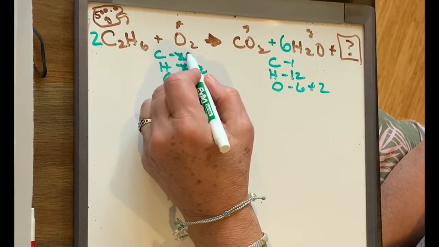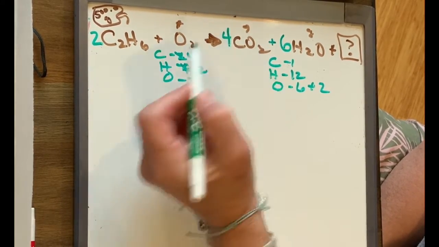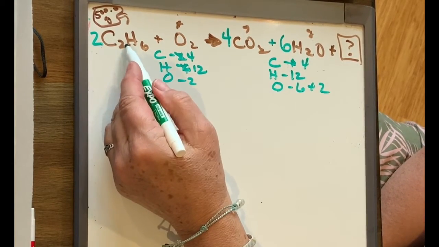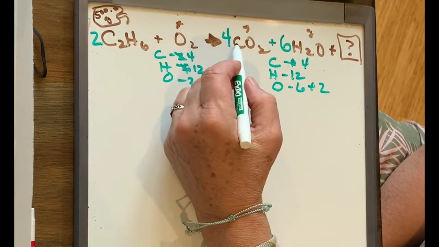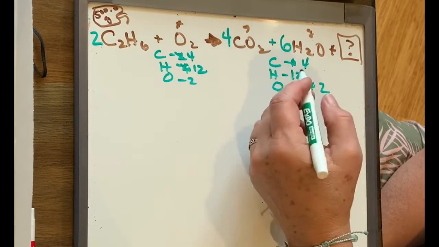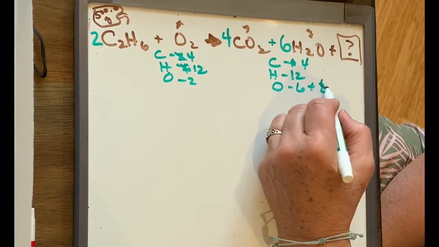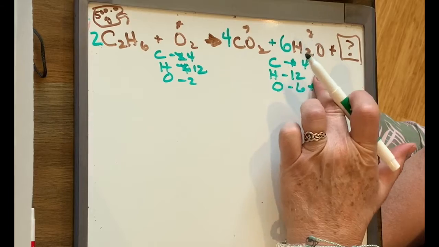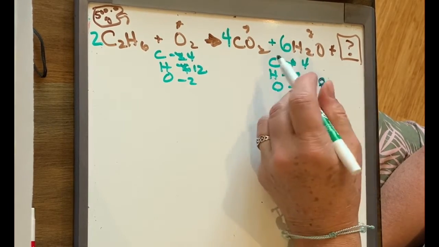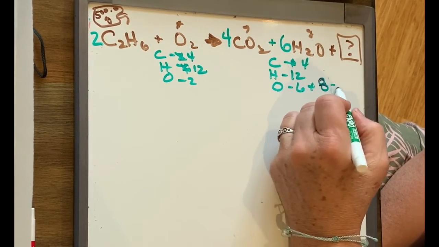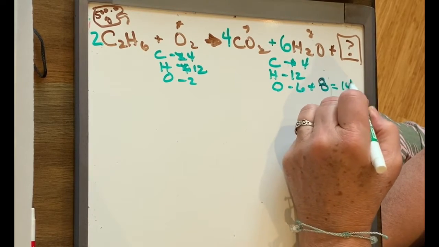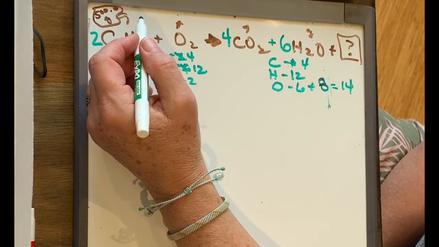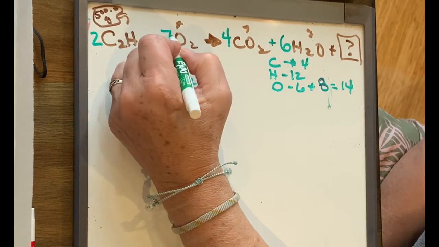2 times C is 4. That makes this a 4 here, right? So C2 times 2 is 4. Now we have 4 C's over here. And now we're just going to have to figure out how much our O's have to be. So 4 times 2 is 8, plus 6, that is 14. Is that right? And so that makes this 7.